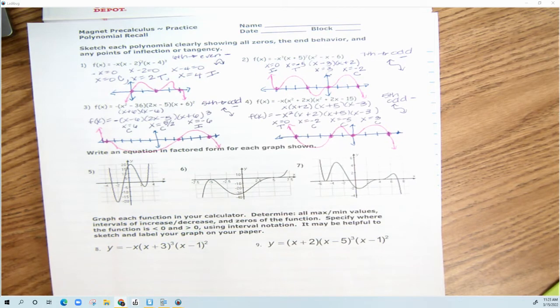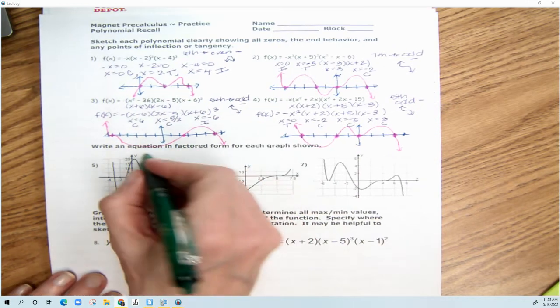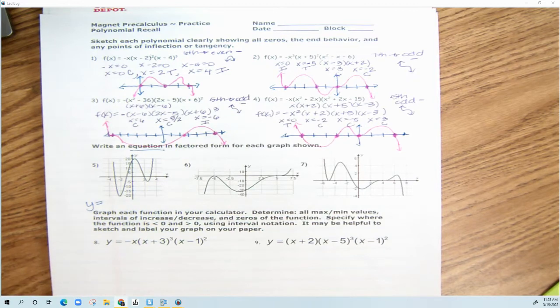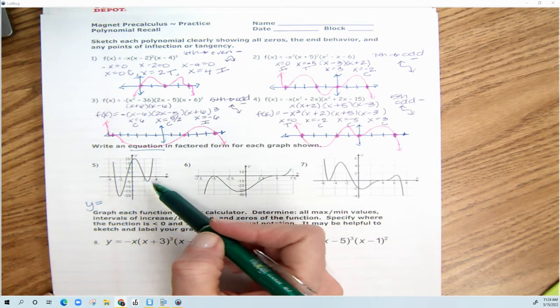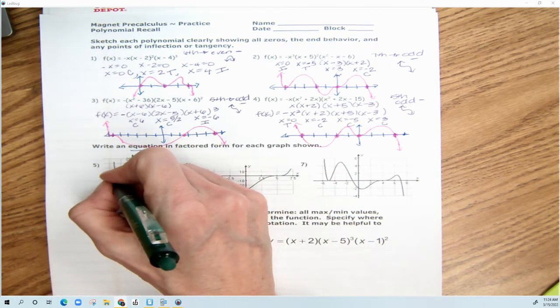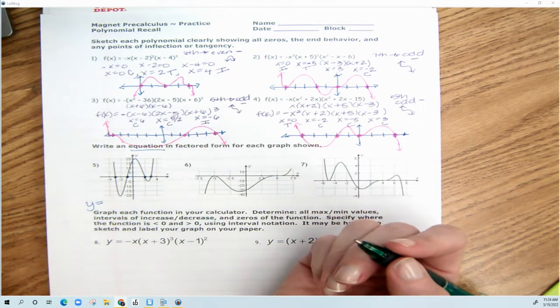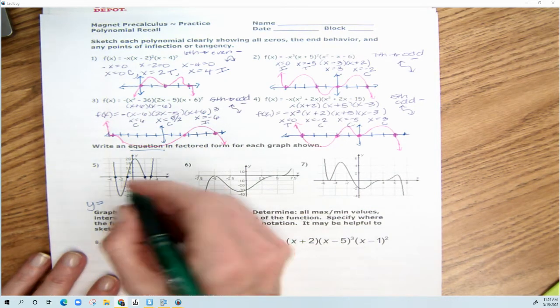All right, you should also be able to write the equation in factored form from your graph. So it's an equation, so let's start with y or f of x equals. Otherwise, it's an expression. Then I go through and write the factors based on the x-intercepts. We have negative 3, negative 1, 2, and 3. The order is not all that important. I'm just going to go from left to right.